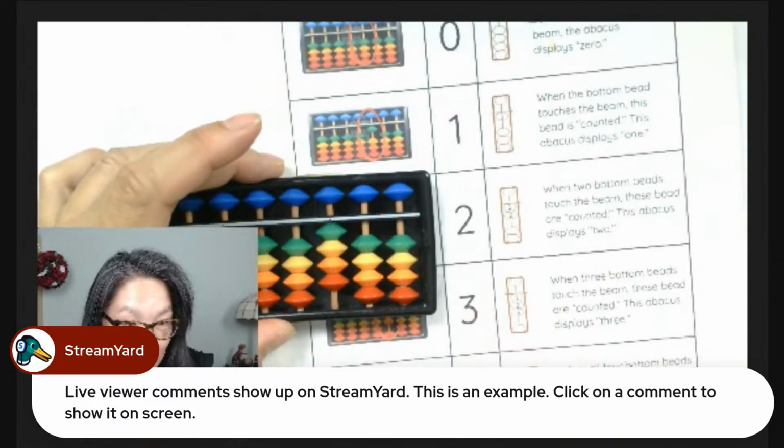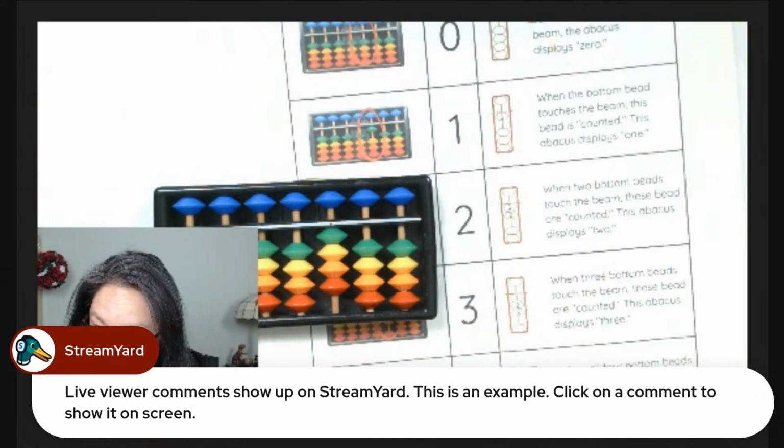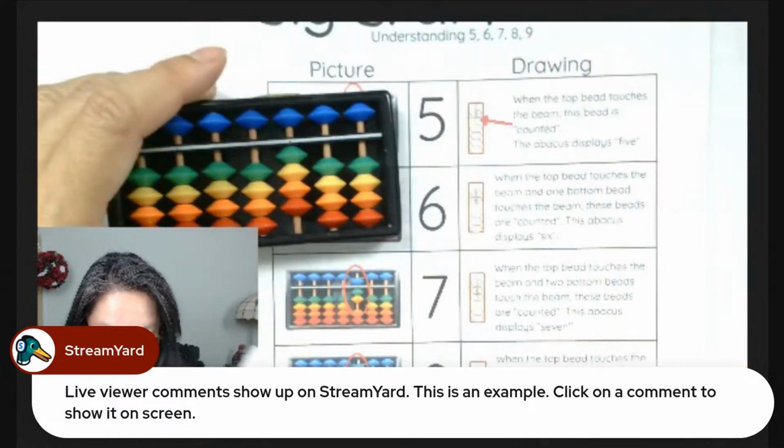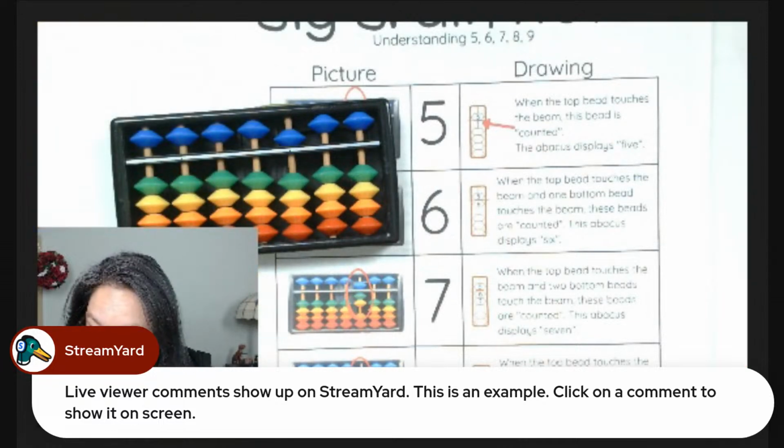So we do 1, 2, 3, 4. So we have 4 on the abacus. And then what we're going to do is we're going to do 5. We do 5 on the abacus is always going to be the top bead.